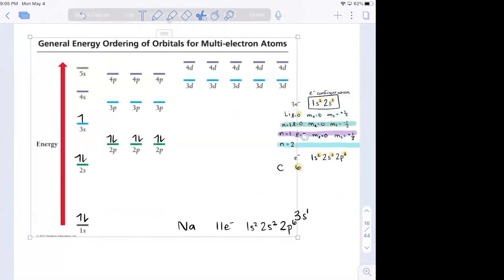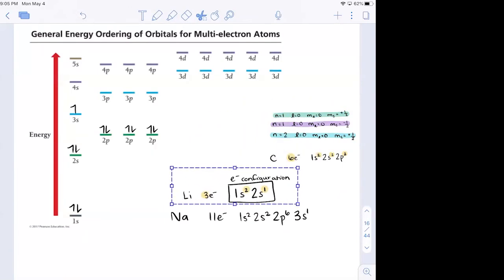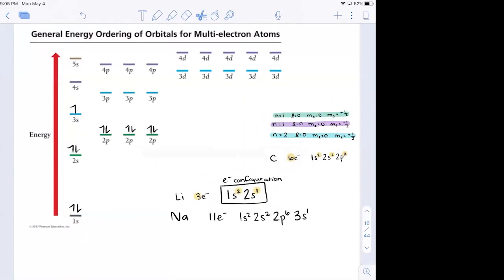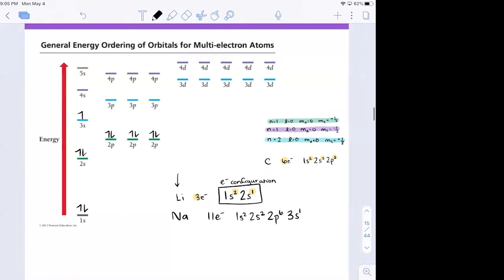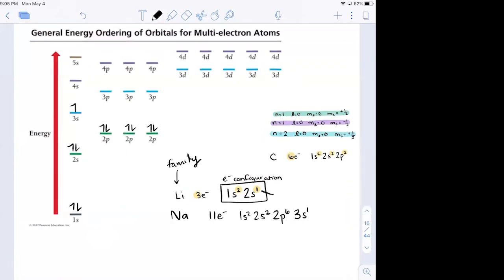Here's where we get into a really cool observation between lithium and sodium. Notice these two electron configurations. Now, they are in the same group. They are family members. And what do we notice about their electron configurations? Their outermost orbital is an s orbital with 1 electron. There's going to be some interesting facts about reactivity.